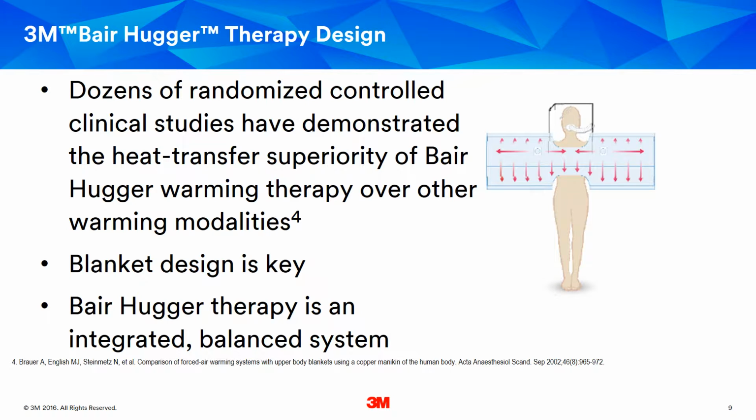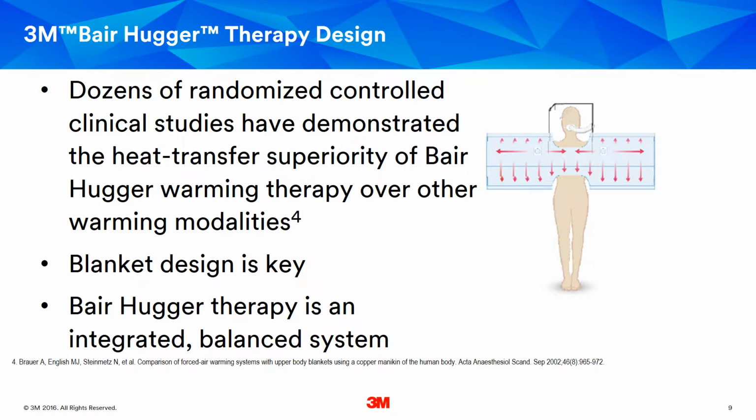Bair Hugger therapy relies upon three components within a balanced system: the powerful Bair Hugger blower, a central channel and manifold system within the blanket itself that distributes heat across the body core, and even symmetrical perforation patterns. In other words, tiny outlets for warm air distributed across the blanket surface to the patient's skin.